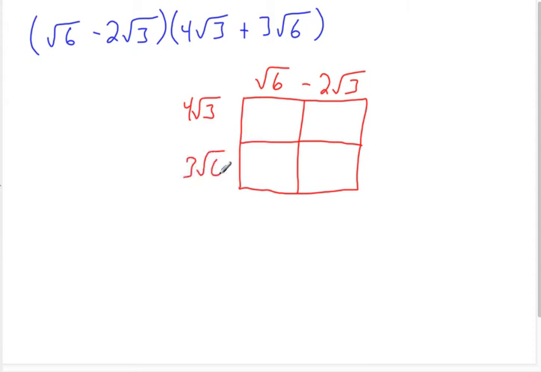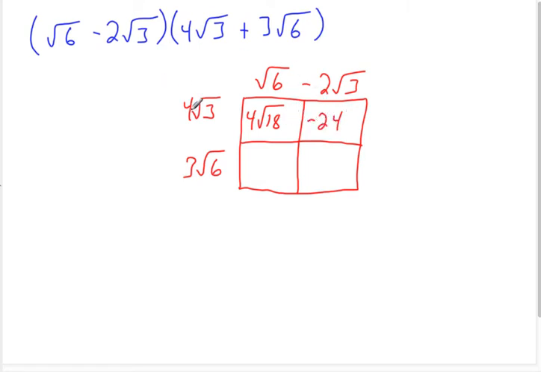Let's see, 3 root 6. Okay, so this 4 root 3 times root 6 is going to be 4 times root 18, which we can simplify later. And then 4 root 3 times negative 2 root 3 is going to be 8 times negative 2, so negative 8. And then root 3 times root 3 is actually 3, so this actually can just be negative 24.